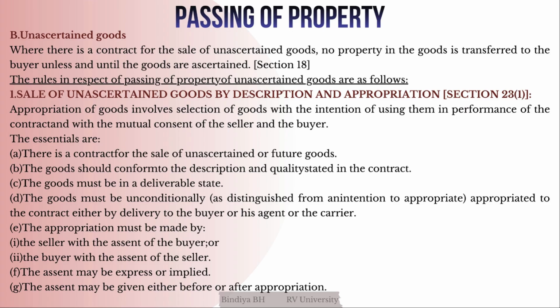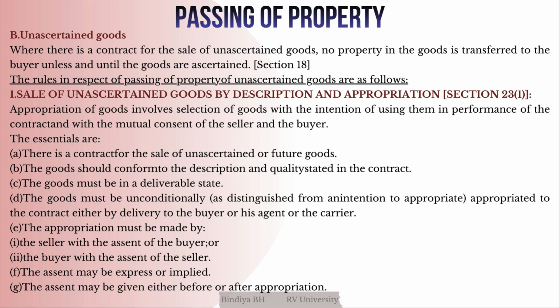Okay, now this was rules regarding understanding how the ownership transfers in case of ascertained and specific goods. Now let's understand how the ownership transfers in case of unascertained goods. Now, what are unascertained goods? As already explained, unascertained goods are not identified at the time of contract. Now, the general rule is ownership passes only when the goods are ascertained.